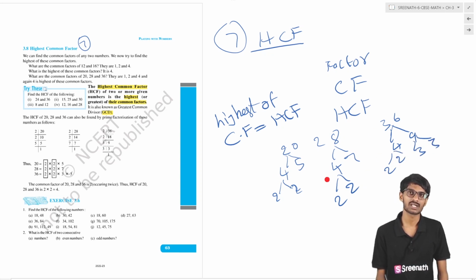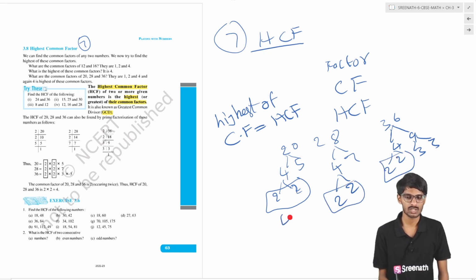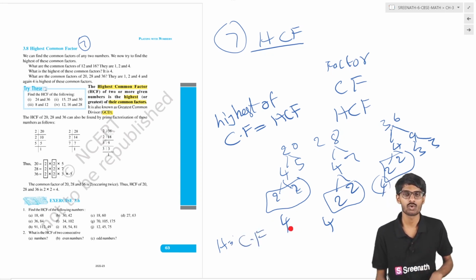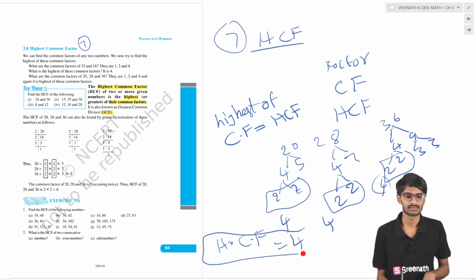So in all the cases, what are the common factors? 2 is the common factor, 2 is the common factor. So these are the common factors. So we can multiply 2 into 2 as 4. The highest of the common factors is 4. So we call it the highest common factor, which is 4, and the only one, that is 2 into 2. So the highest common factor is 4 itself. So that's it for highest common factor, students. You can simply find it.